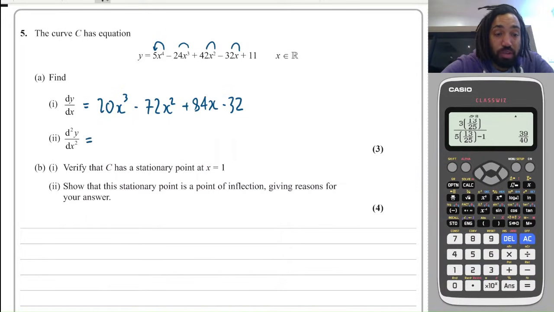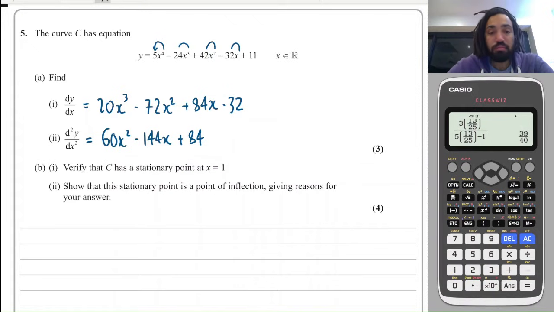The second derivative, well, I just differentiate the first derivative. So I'm going to get 60x squared, 144x, and 84. I sometimes see students inexplicably decide to factorize these, or maybe even divide them. This is the gradient function, and this is the change of the gradient. They are values, so we can't just divide them, even though they have a factor.